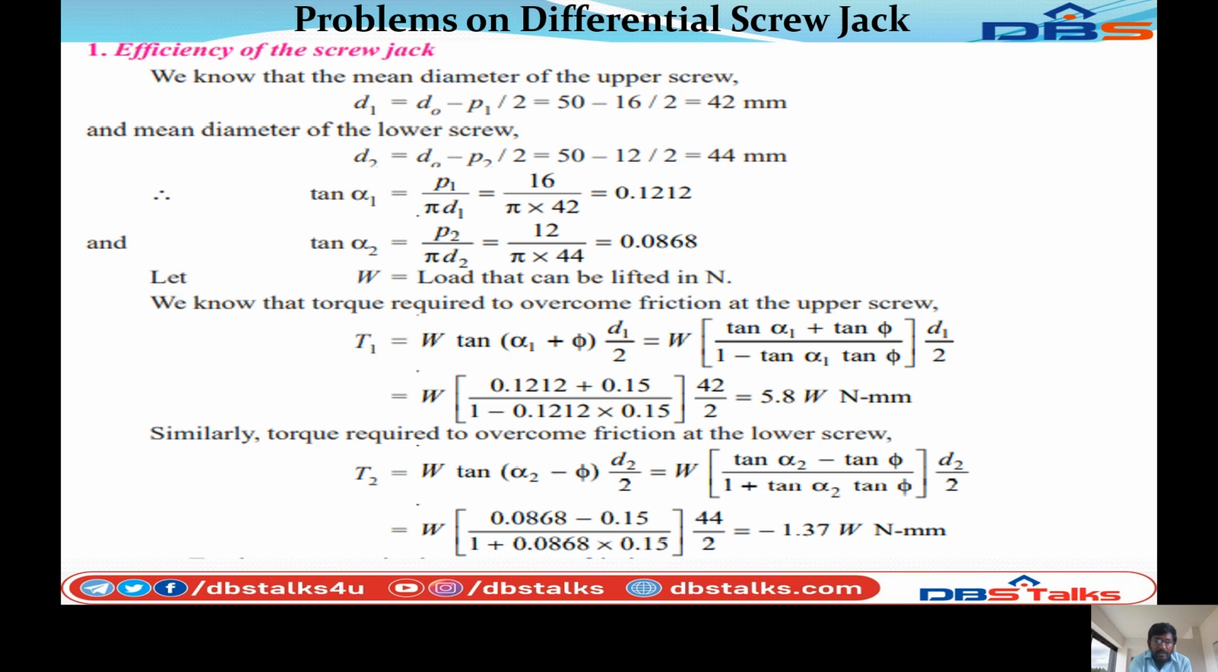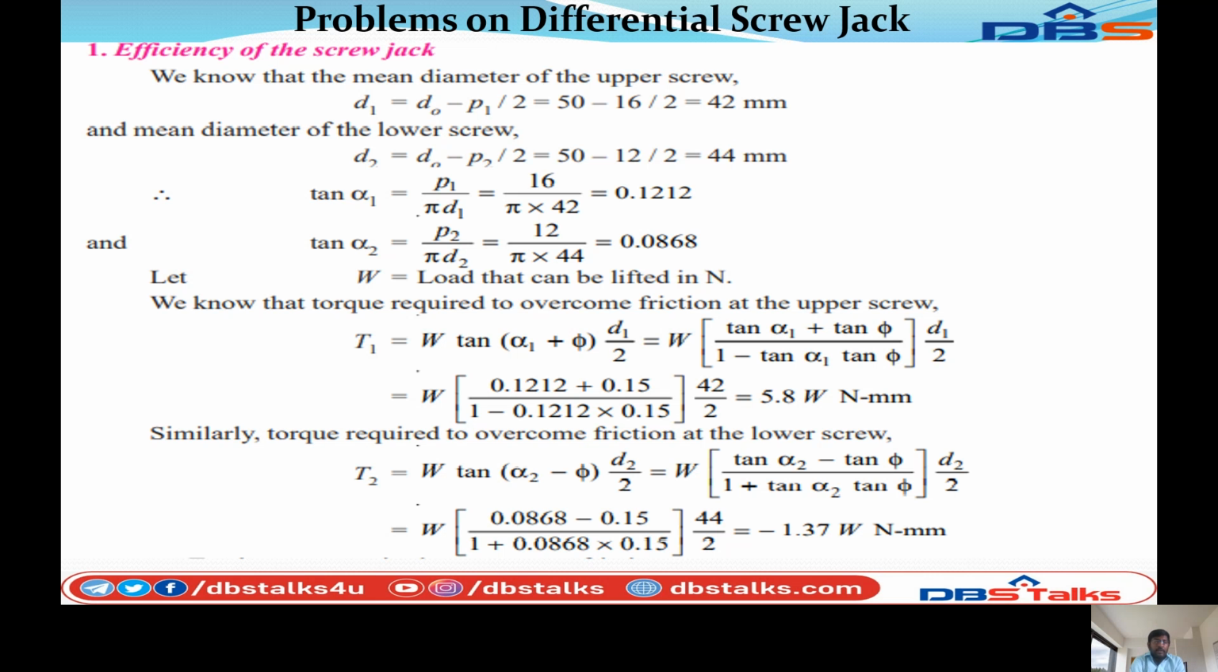So substituting the values, T1 is equal to W into... W is not given, so we can calculate W. tan alpha 1 is 0.1212 plus tan phi 1 is 0.15, by 1 minus 0.1212 into 0.15, into 42 by 2. So finally we can calculate T1 is equal to 5.8 W Newton mm. We assume this is equation number 1.